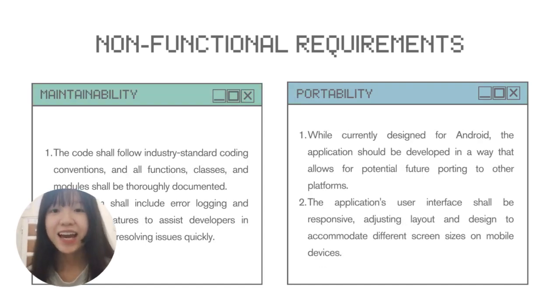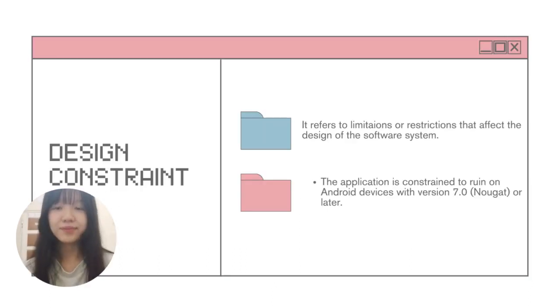Then, maintainability. The code shall follow industry standard coding conventions, and all functions, classes, and modules shall be thoroughly documented. The system shall include error logging and debugging features to assist developers in identifying and resolving issues quickly. The last is portability. While currently designed for Android, the application should be developed in a way that allows for potential future porting to other platforms. The application's user interface shall be responsive, adjusting layout and design to accommodate different screen sizes on mobile devices.